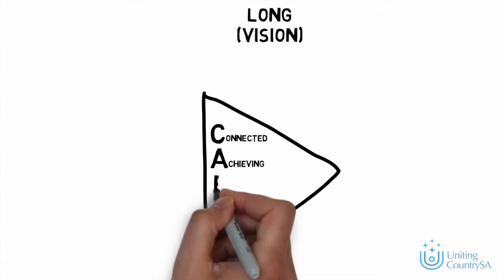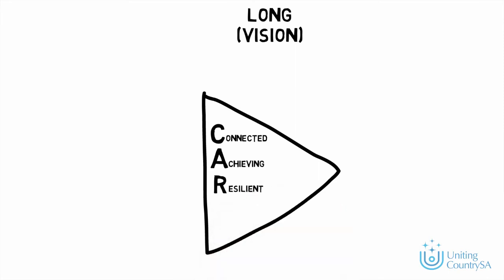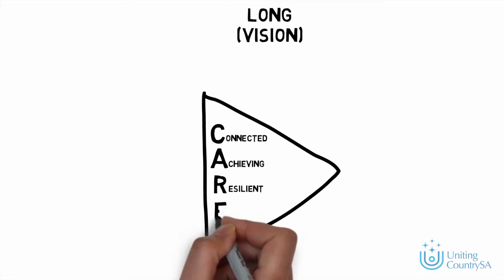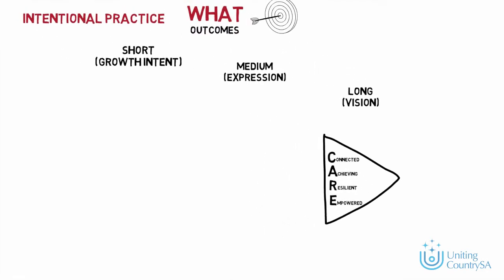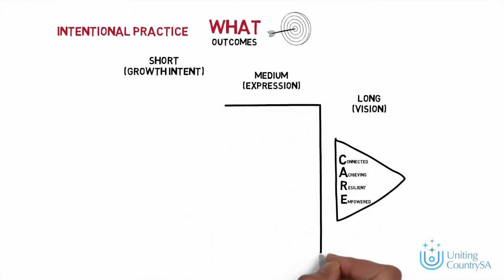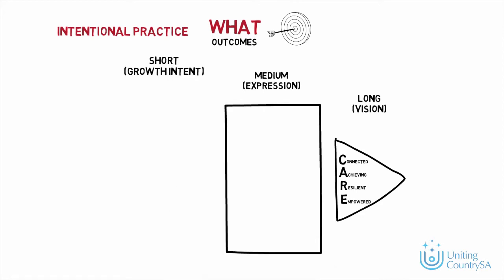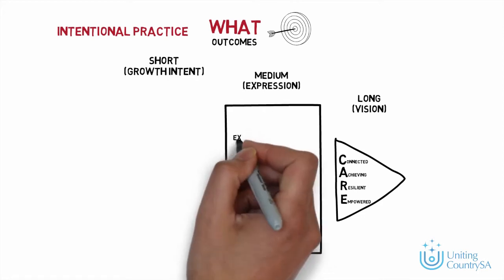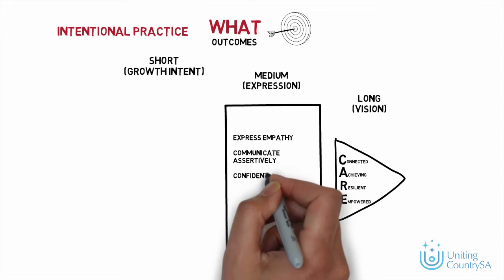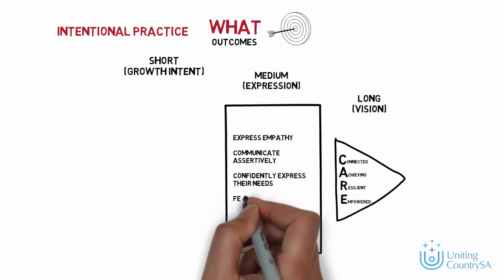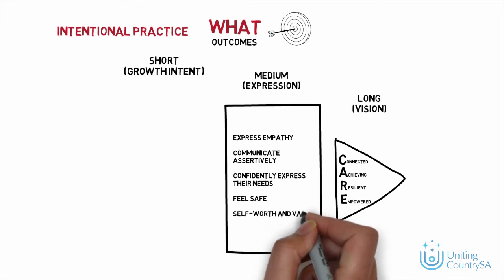Resilient. Young people who can adapt and be flexible through change and bounce back under severe challenge. Empowered. Young people who are confident to function independently and safely. United in Care breaks this long-term impact or vision down into medium-term outcomes, which cluster on the following 5 domains: express empathy, communicate assertively, confidently express their needs, feel safe, and self-worth and value.